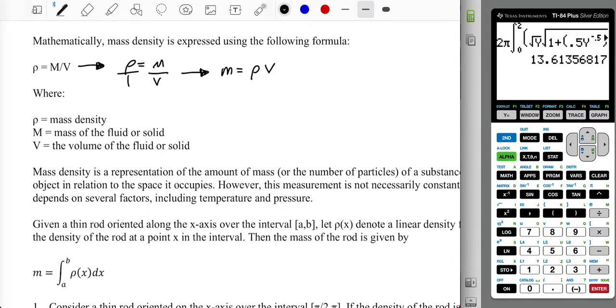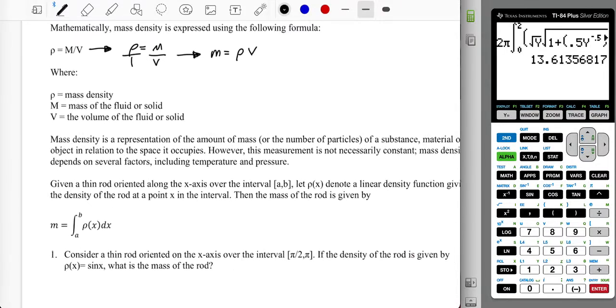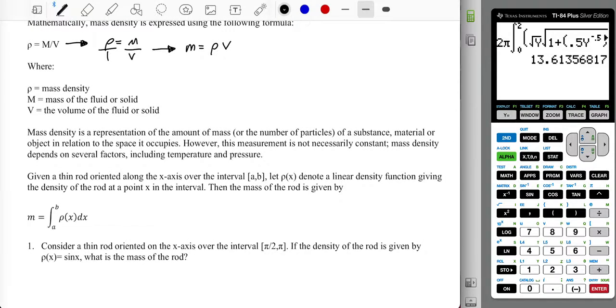Okay, so that's going to be the major component here, coming up with this idea of mass, but based off of its relationship with mass density and volume. All right. So mass density is representation of the amount of mass or number of particles of a substance, material, or object in relation to the space it occupies. All right, which would physically make sense.